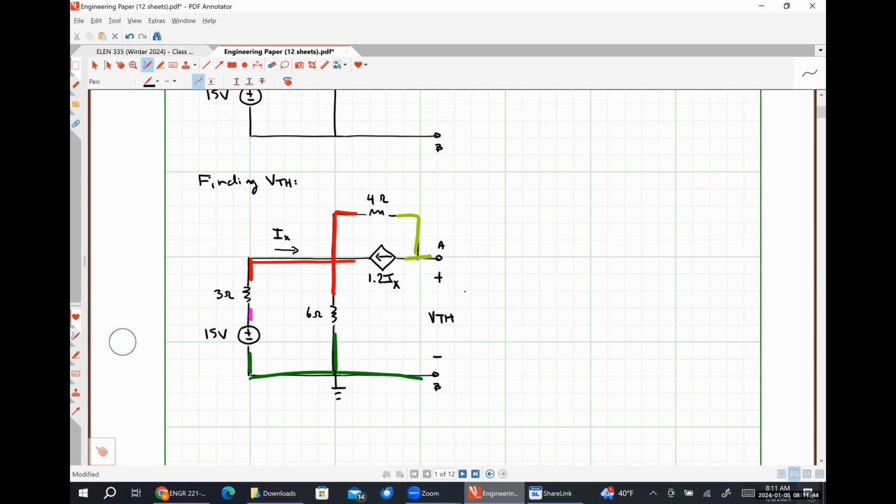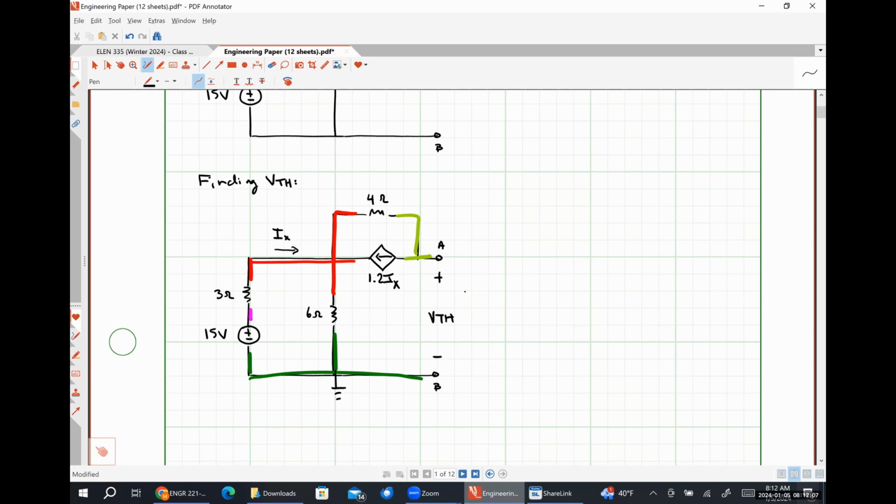It's a two equation, two unknown system either way, but the direct results of our nodal analysis will give us VTH, whereas mesh analysis is going to require us to do further steps in order to figure out what VTH was based on those mesh currents. Okay. So I'm going to do this as efficiently as possible and use nodal analysis.